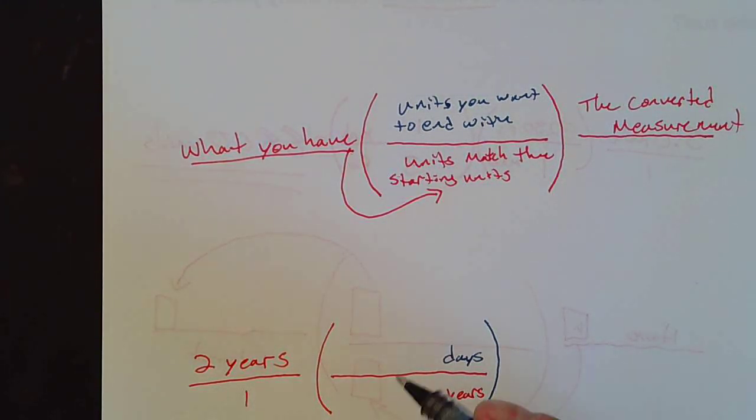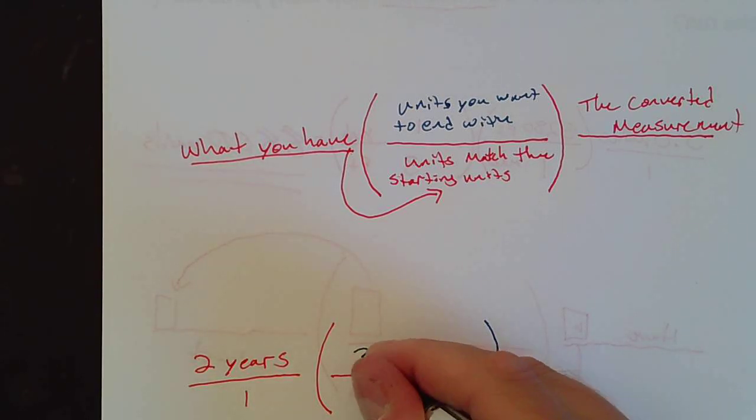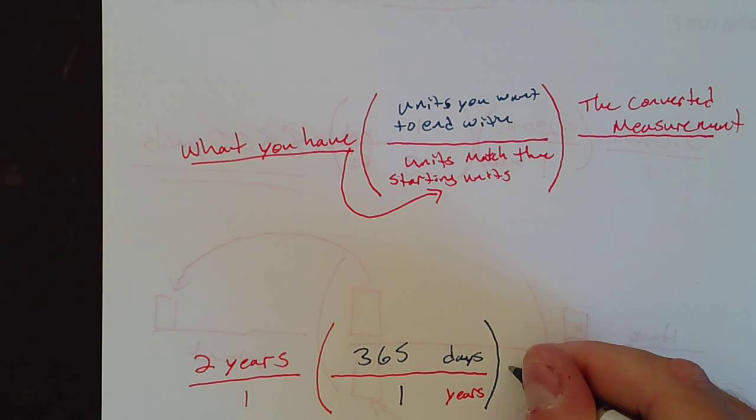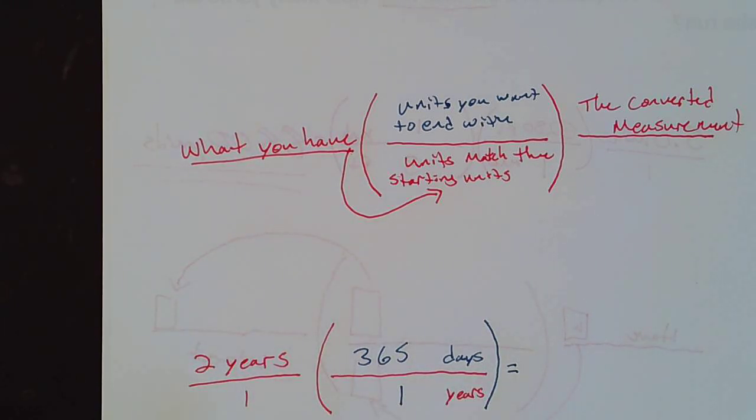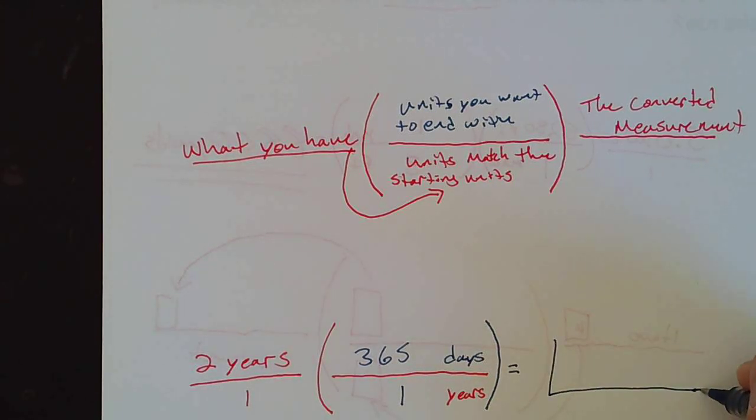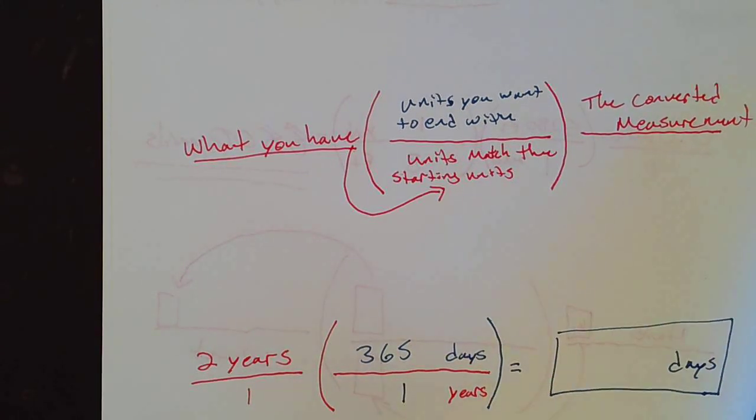So let's add in our numbers now. For every 1 year, I have 365 days. And in order to do this, I would do 2 times this number right here, and that would give me the converted number of days, right? So we're going to do this out with a couple of the problems from our homework.